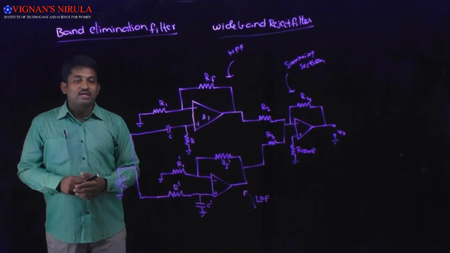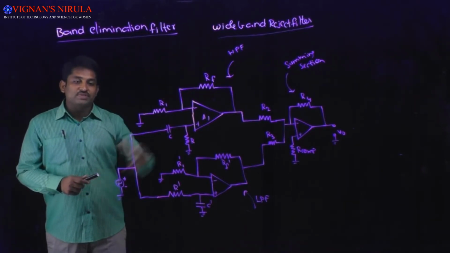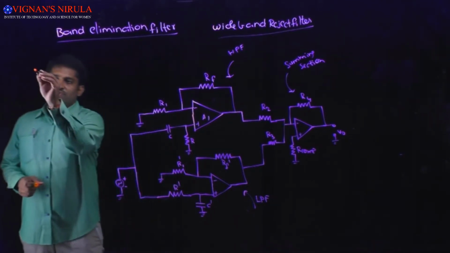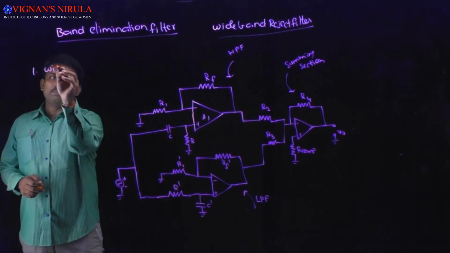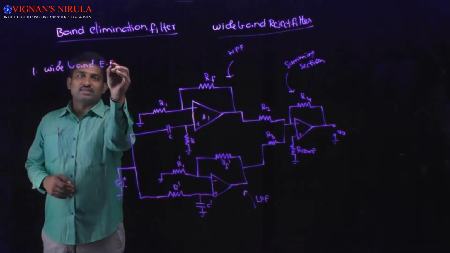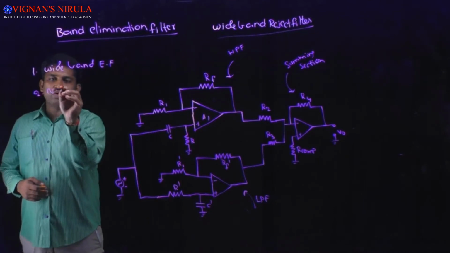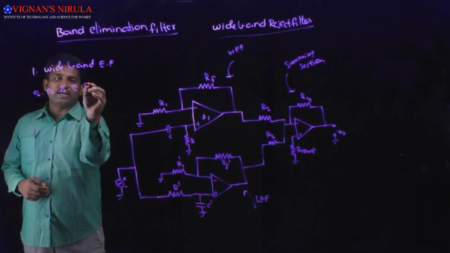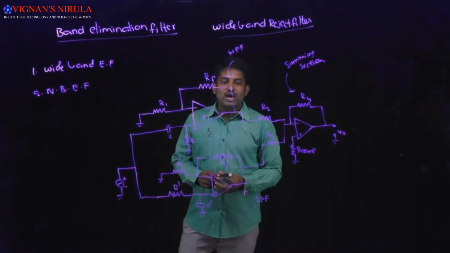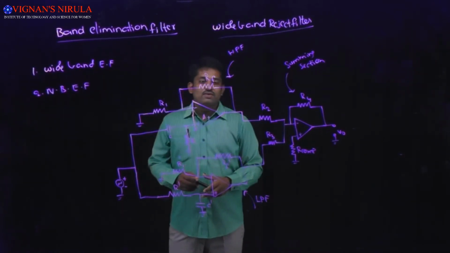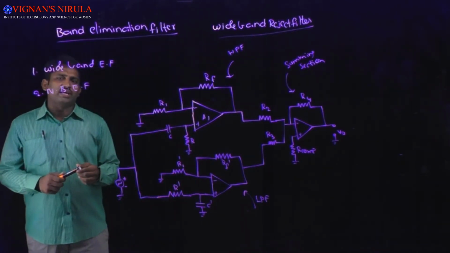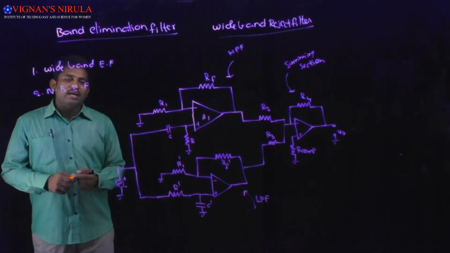That's why I am telling you, the exactly opposite operation of the band pass filter is treated as the band elimination filter. Like the types in the band pass filter, here also we have two types. The first one is the wide band elimination filter, and the second one is the narrow band elimination filter. And here also, depending upon the value of Q, we identify whether it is the narrow band elimination filter or the wide band elimination filter.